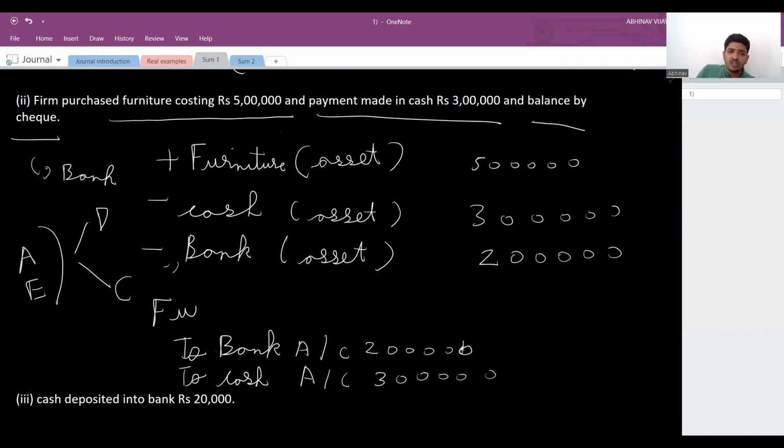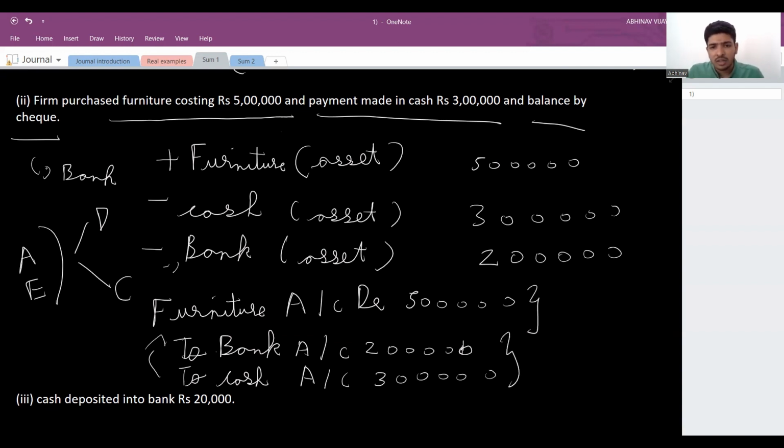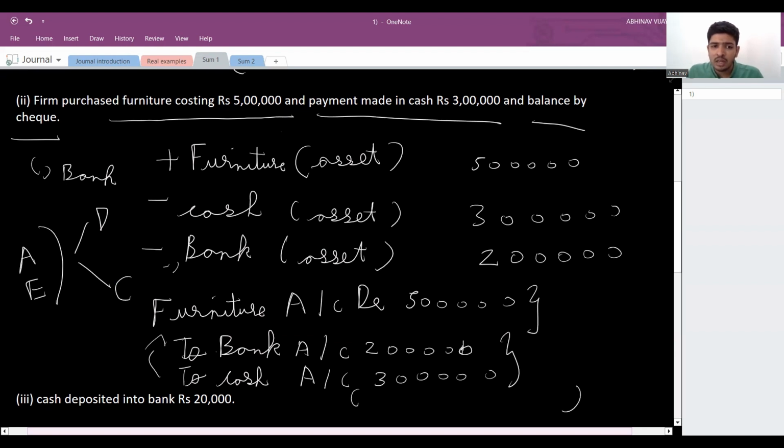Now, furniture. Furniture is an asset. If an asset increases, it will be debited, 5 lakhs. Now, check if the condition for the double entry system is satisfied. First condition: what is the net impact on the business at the end of the month? Bank gets reduced by 2 lakh at the end. Cash gets reduced by 3 lakh at the end. The reason? Furniture purchased for bank and cash. Another condition: debit side is equal to credit side. Now, narration: being furniture purchased.